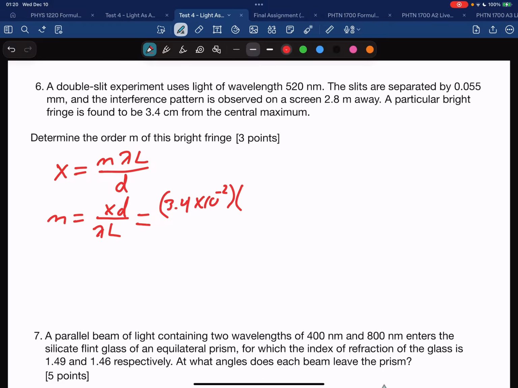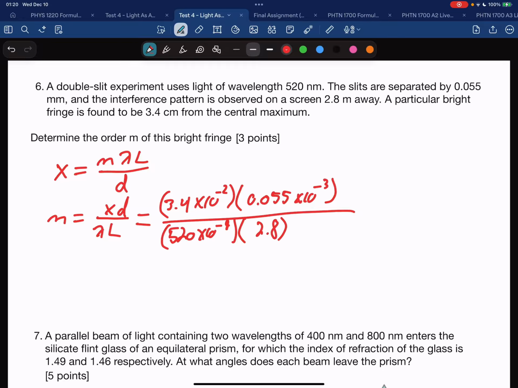D, I have 0.055 millimeters, so that's times 10 to the negative 3. Here I have 520 nanometers, so times 10 to the negative 9. And 2.8. Already in meters, no need to convert anything there. Plugging all of that in, we should get about 1.28, or m equals 1. I accepted either. So that was question 6.